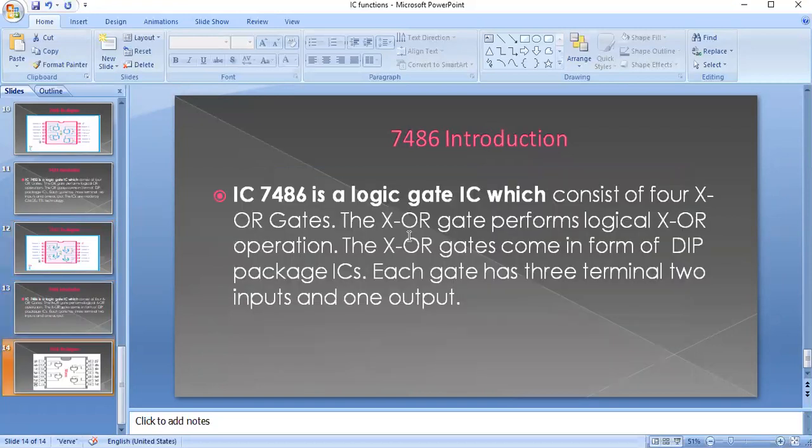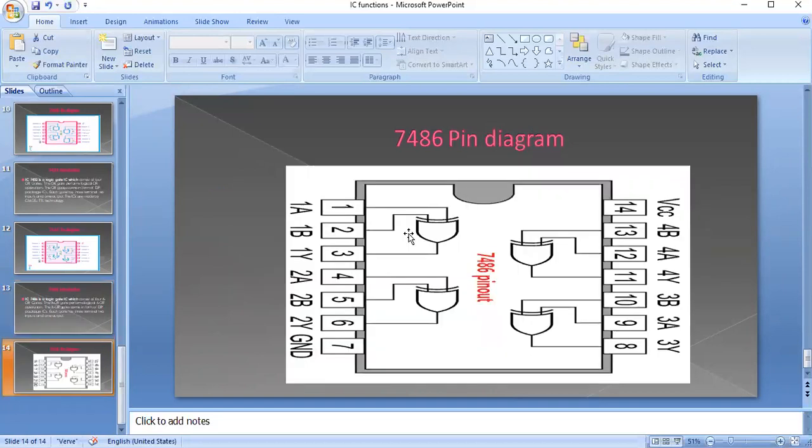And next, 7486. 7486 is a quad 2 input exclusive OR gate. It performs the XOR operation. It is also available in a 14 pin dual inline package. The first two pins are input pins and the third pin is output. The 4th and 5th pins are input pins and the 6th pin is output. Similarly, the 7th pin is ground and the 14th pin is supply. The 8th pin is output, and 9 and 10 are inputs. So 7486 is a quad 2 input exclusive OR gate. It performs the XOR operation for the given inputs.